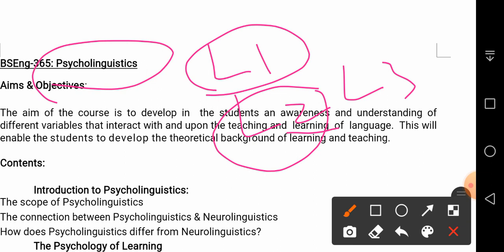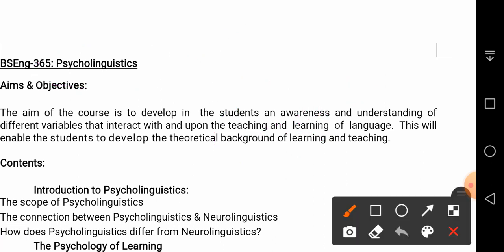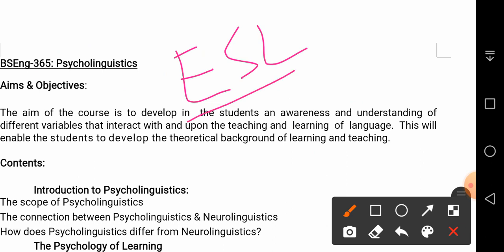And usually whenever we talk about language learning, we take up English as a case study. Like we say ESL, English as a second language, we take it up. Usually English is taken as a case study.